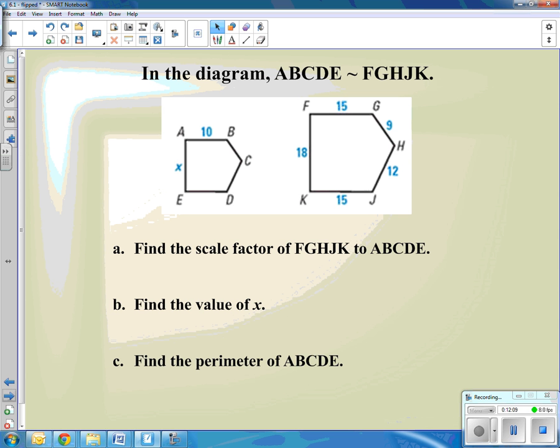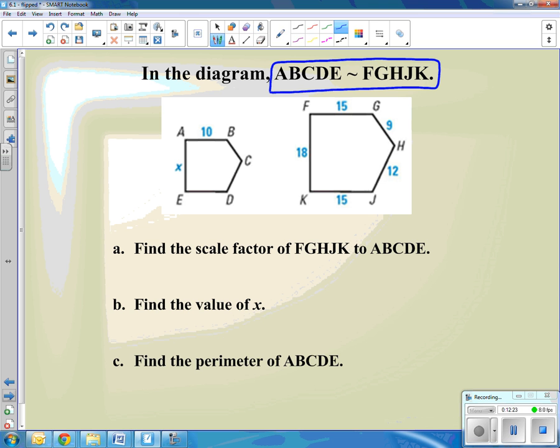Okay, here's where I'm going to leave you. So here's an example where we have two polygons, A, B, C, D, E, which is similar to F, G, H, J, K. So we do have our similarity statement up here at the top. Use what you've learned in this section and try questions A, B, and C. See if you can come up with the answers. And we'll start with this example in class the next time I see you.